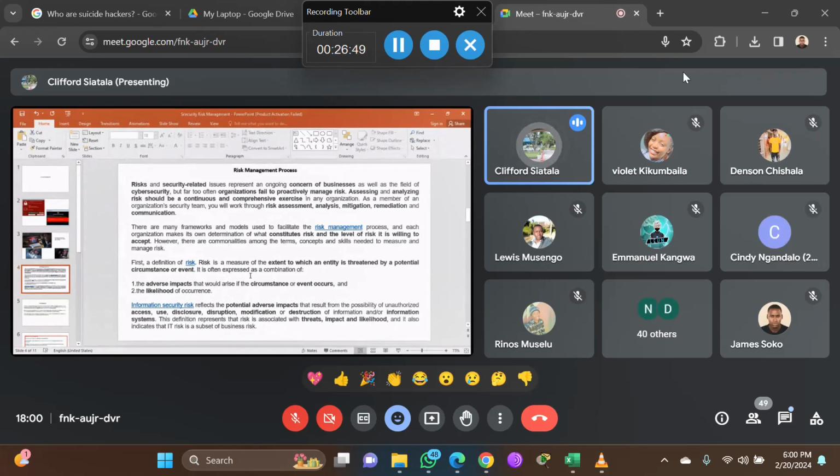As a member of an organization security team, you will work through risk assessment, analysis, mitigation, remediation, and communication. So risk assessment is the first thing. When you are employed, you will be looking at what the risks are. You being a cybersecurity person, you see things in a different way. You step into that environment, and you're looking at risks.